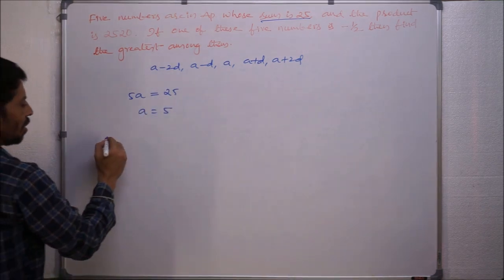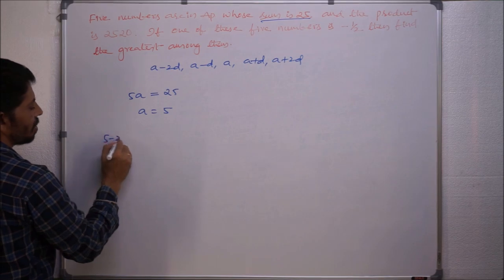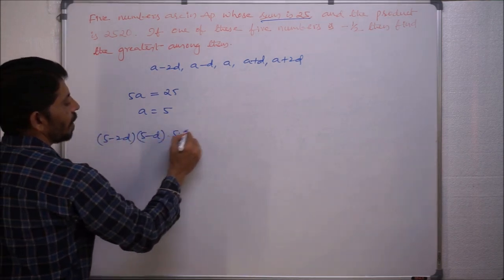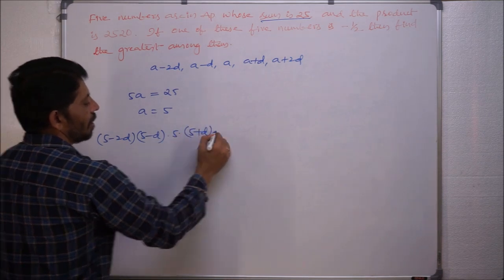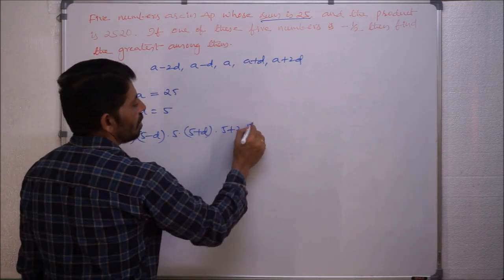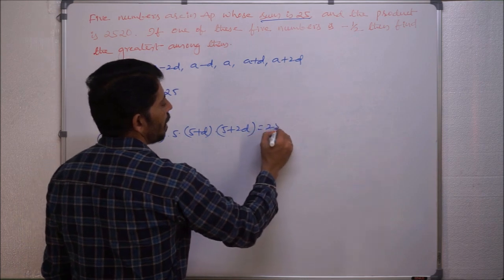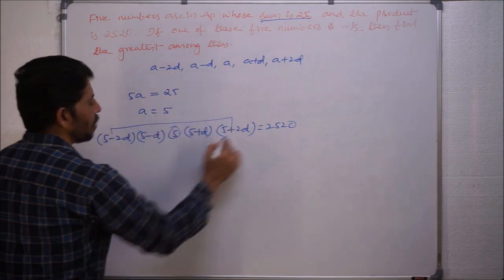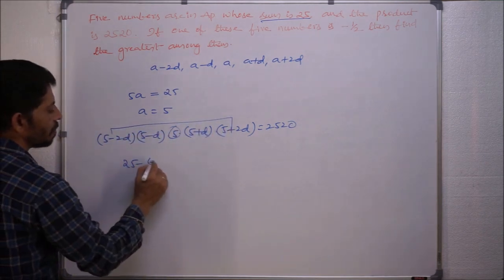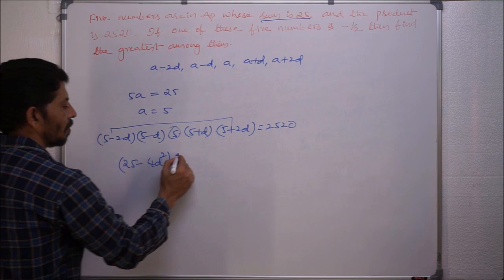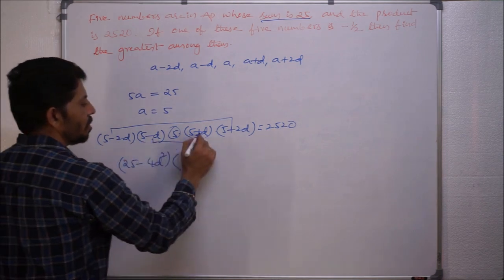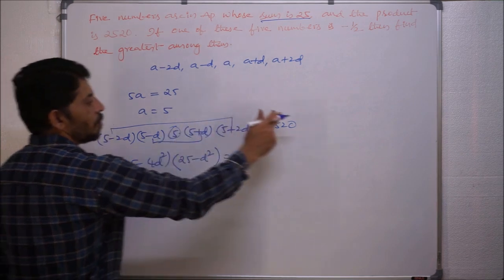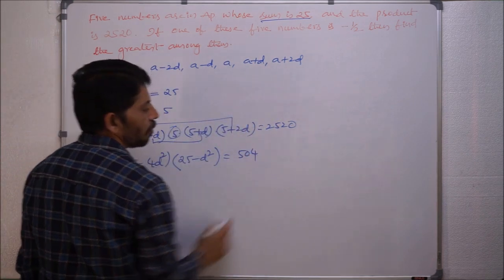And the product they have given: 5 minus 2d into 5 minus d into 5 into 5 plus d into 5 plus 2d equals 2520. Now transposing this 5 to the other side and multiplying these two, we are going to get 25 minus 4d square, and multiplying these two, we get 25 minus d square. This equals, on transposing, 504.